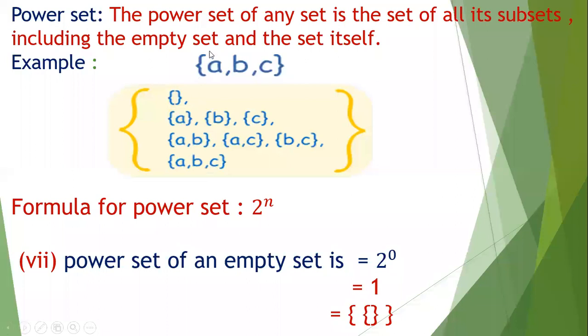the set itself. So this is the power set. How many elements or how many subsets are here? 1, 2, 3, 4, 5, 6, 7, 8.